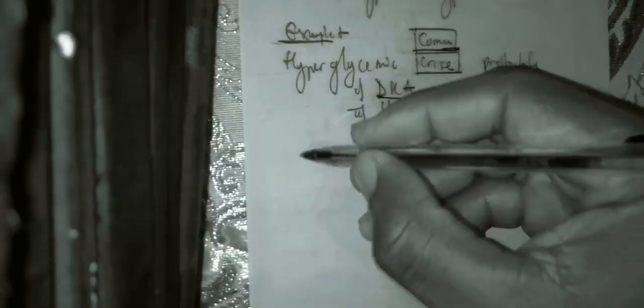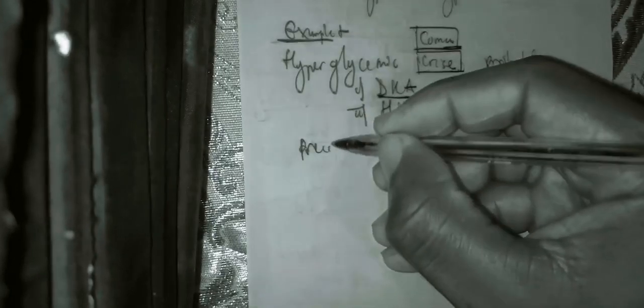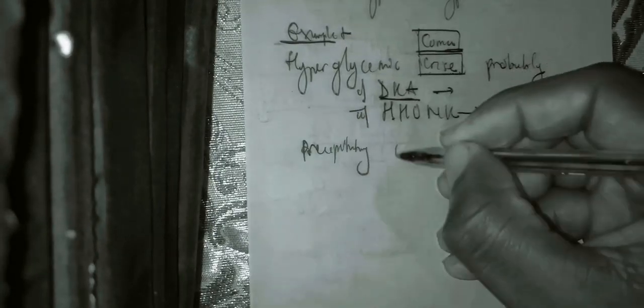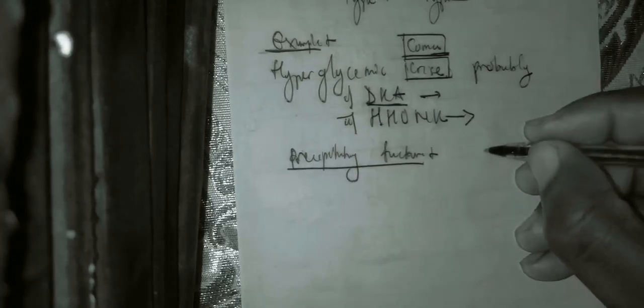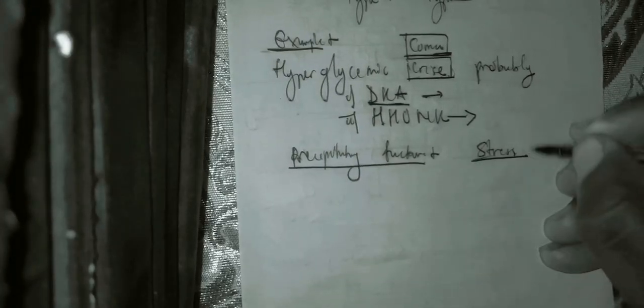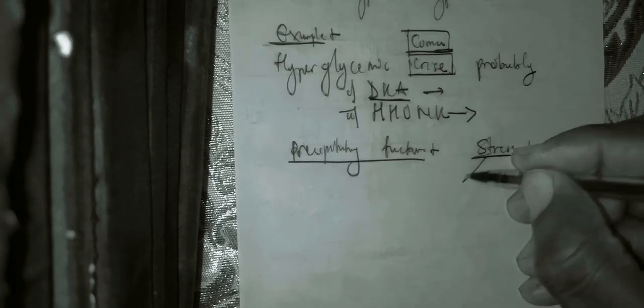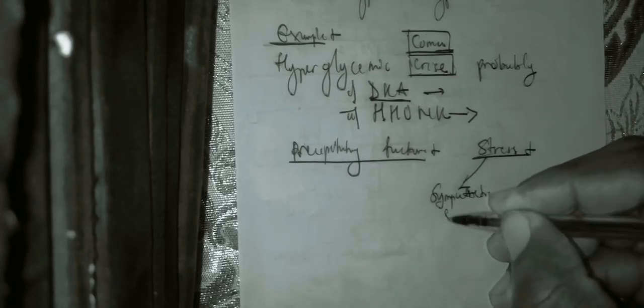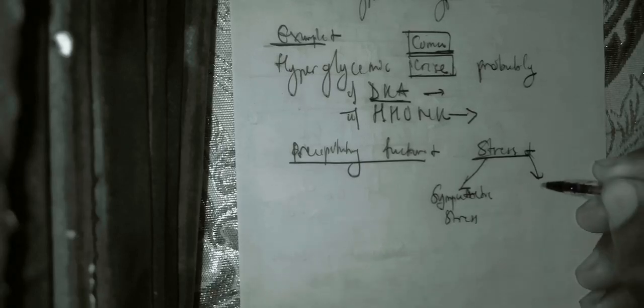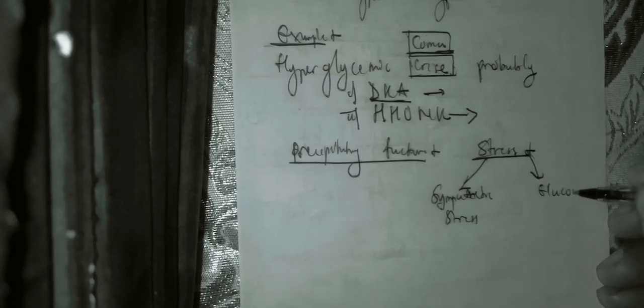Now, the next thing is speaking about the precipitating factor. Is it clear? Now, the precipitating factors of diabetes are mostly instances of stress. Is it clear? There are two types of stress. According to Schrödinger, you have sympathetic stress and you have glucocorticoid stress. Is it clear? Glucocorticoid stress.